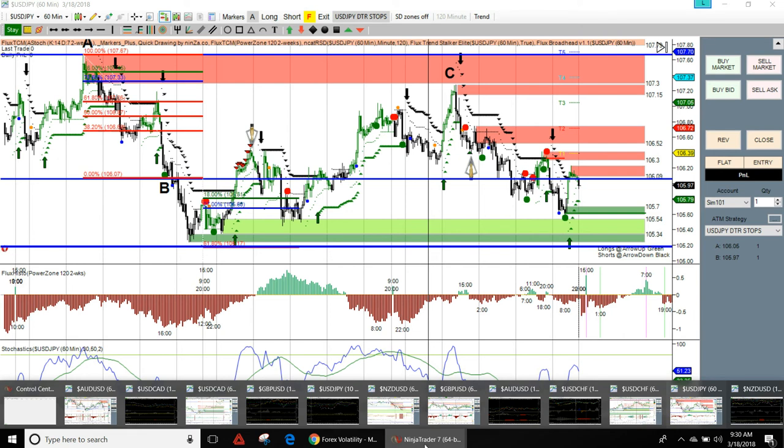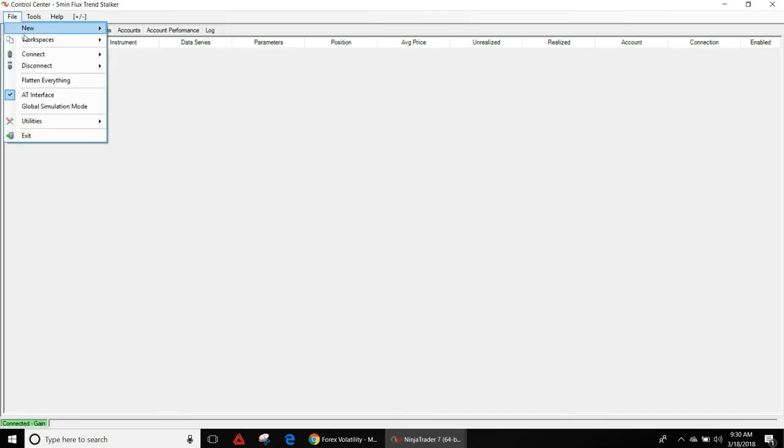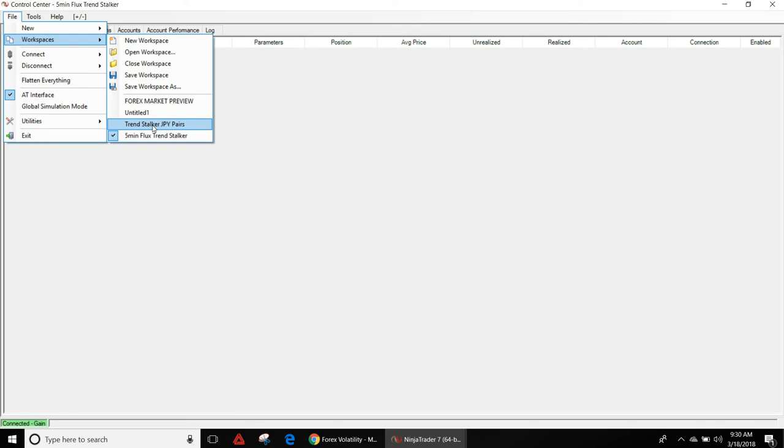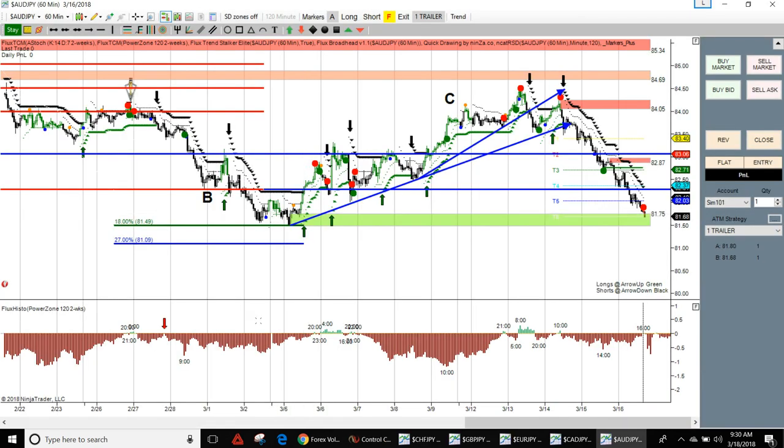All right, so we're going to switch over to the yen pairs. I took the US Dollar JPY out of this, so we don't have to go over it again because we already went over it in the US pairs. All right, first up is going to be the Aussie Yen.